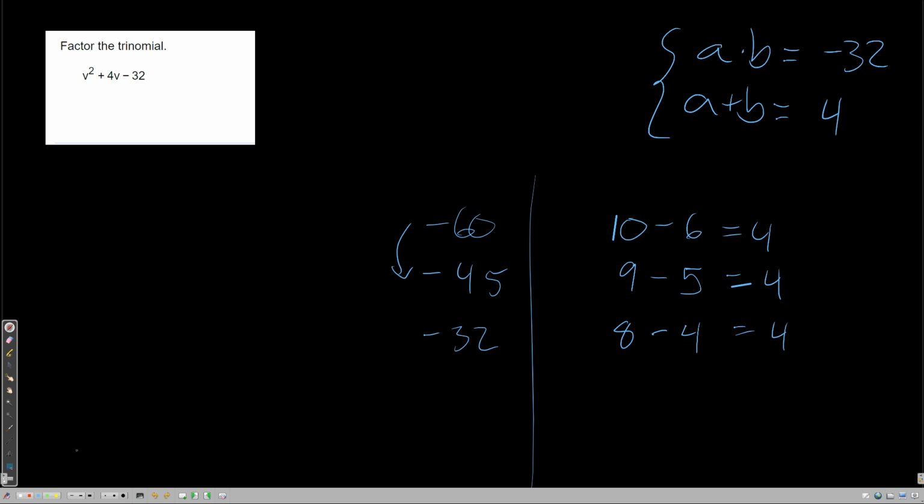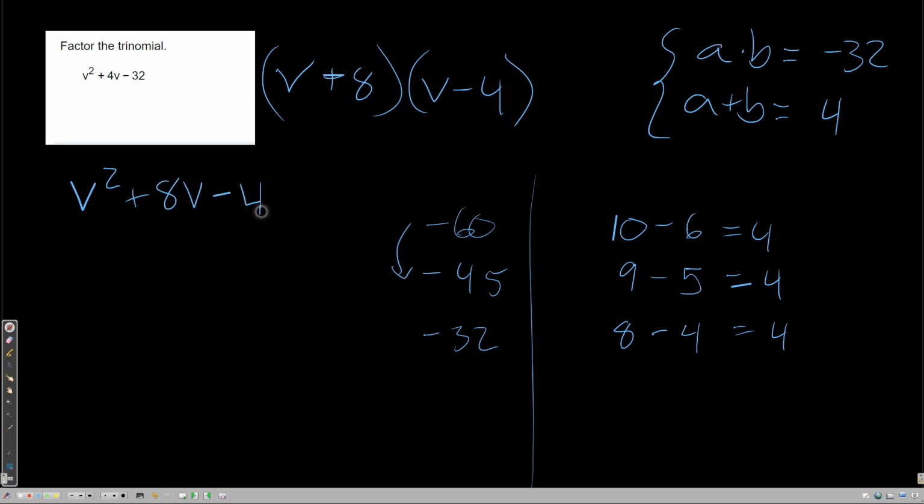Well, it will turn out that the answer will simply be, let's see, you got a positive 8 there, so plus 8, and you got a negative 4, so V minus 4, and that's how it will factor. You can see that it would certainly do that if you went ahead and did the factor by grouping. You'd have V squared plus 8V minus 4V minus 32.